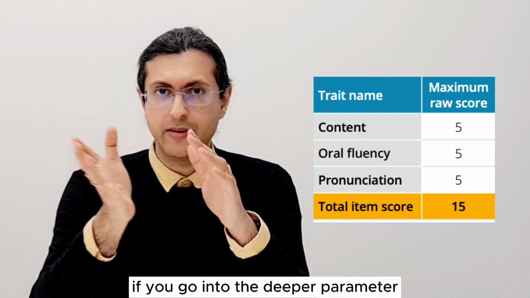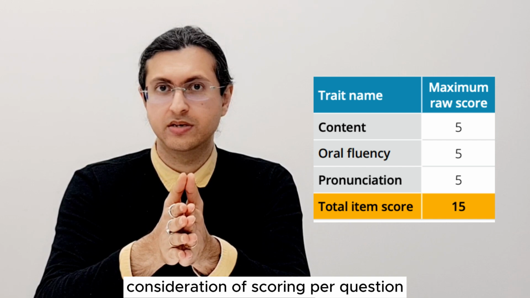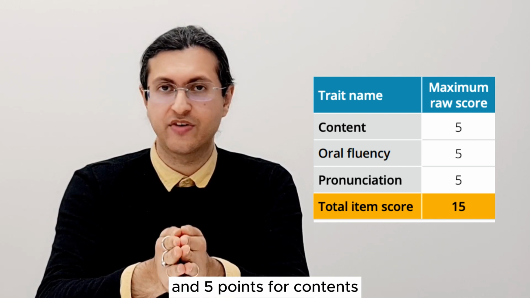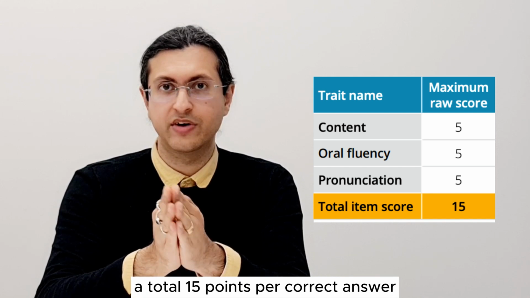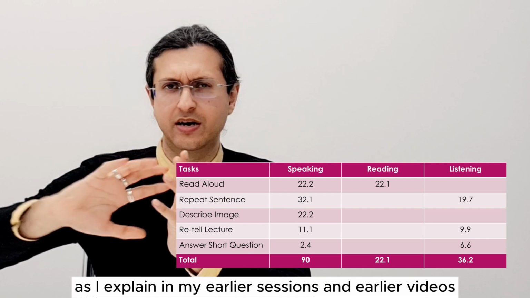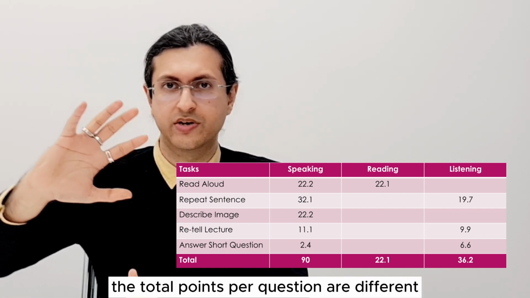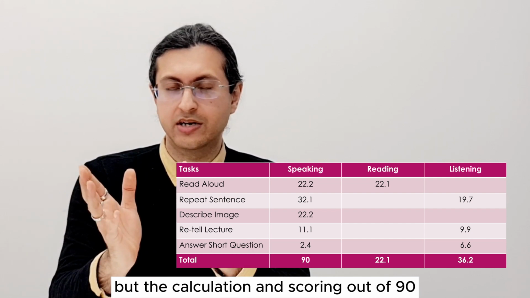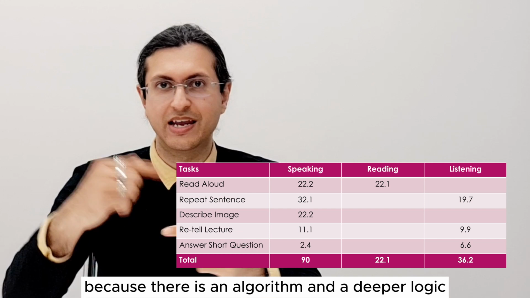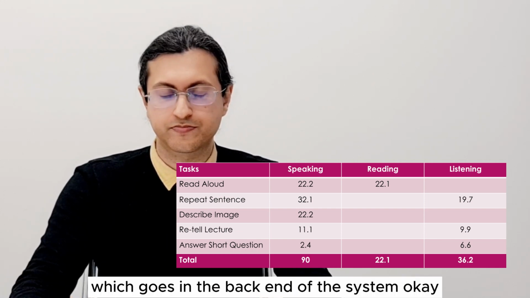If you go into the deeper parameter consideration of scoring, per question you get 5 points for fluency, 5 points for pronunciation and 5 points for content. So total 15 points per correct answer. Not out of 90, but as I explained in my earlier sessions and earlier videos, the total points per question are different, but the calculation and scoring out of 90 can be different because there is an algorithm and a deeper logic which is secretive, which goes in the back end of the system. Okay.